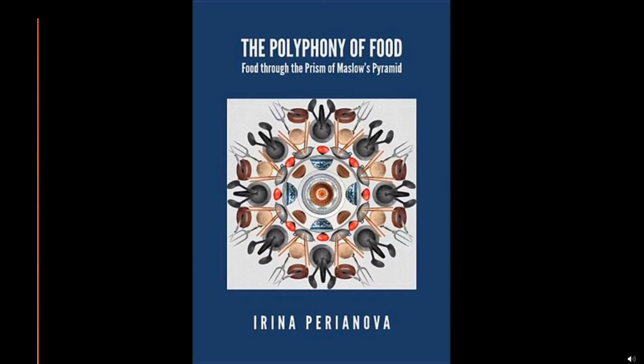Instead of walking you through how Maslow's hierarchy of needs directly connects to food and what that can do for the self, this connection and its benefits is discussed by Irina Perionova in her book The Polyphonic Food, Food Through the Prism of Maslow's Pyramid, and I highly recommend reading it. In this presentation, I would like to express this main idea from Maslow's hierarchy of needs. This idea being the willingness to put current belief systems at risk.